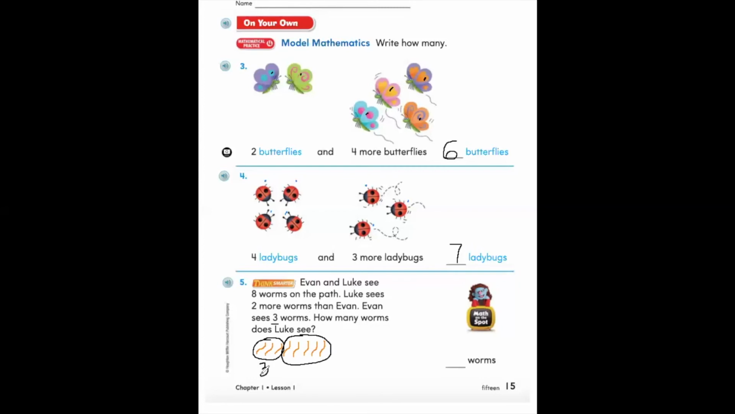Evan, we know, saw 3 worms. Let's see how many Luke saw. 1, 2, 3, 4, 5. Is 5 2 more than 3? Yes, 5 is 2 more than 3. So that means that Luke saw 2 more worms than Evan. That means that Luke saw 5 worms on the path.